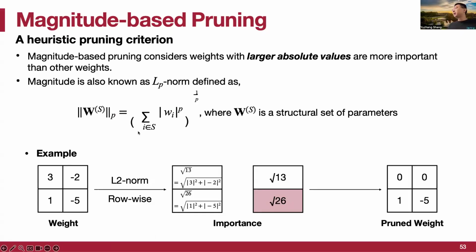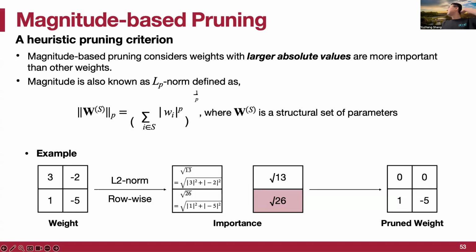And we can also generalize the L2 norm into some Lp norm. Basically, lots of distance functions can be used for measuring those importance, right? Okay, this is the magnitude-based pruning method.